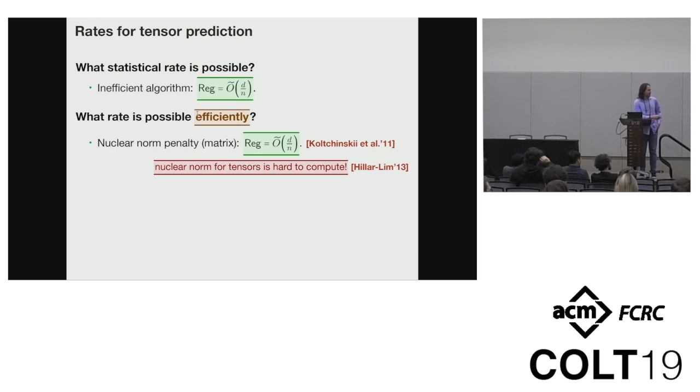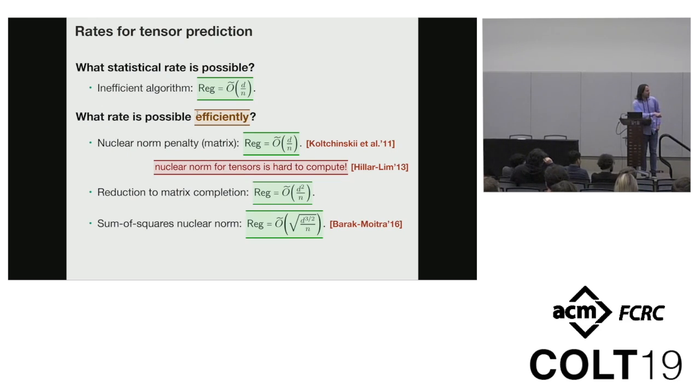This approach won't work. One natural thing you can do is just reduce to matrix completion by flattening your tensor. But this gets worse dependence on d. So this gets d squared, and that's a natural barrier for matrix completion methods. But interestingly, Barak and Moitra in 2016 showed how to get beyond this barrier. So they give a rate that becomes non-trivial as soon as n is at least d to the 3 halves. Okay, so that's better than d squared.